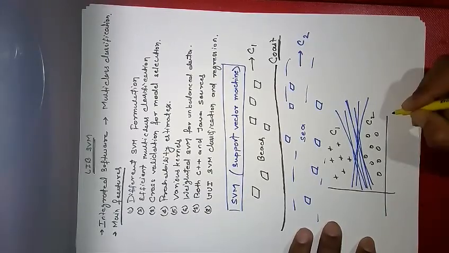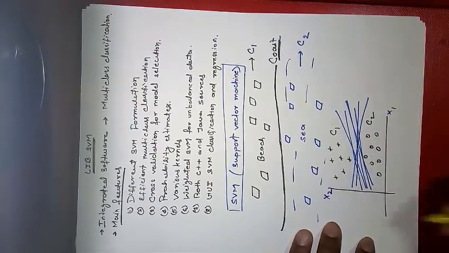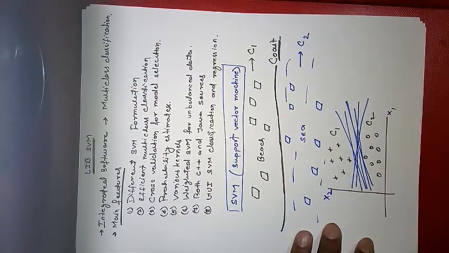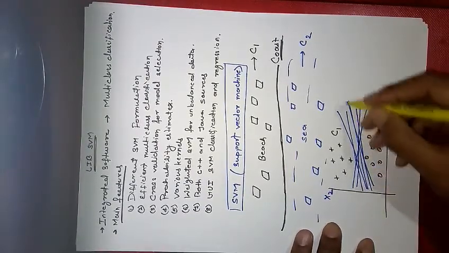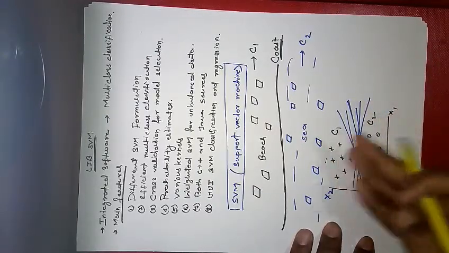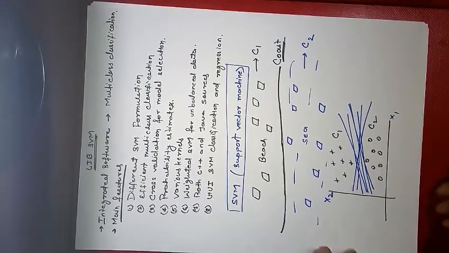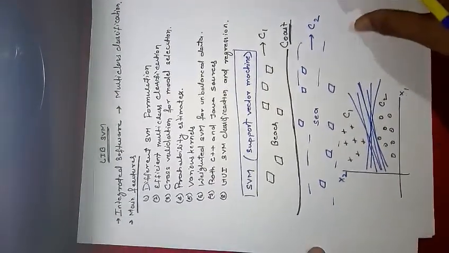So for x1 and x2 two-dimensional space, what will be the suitable or best fitted straight line that can classify the two different objects? So just discuss something for this issue.